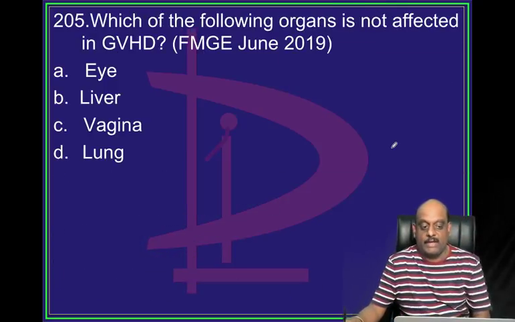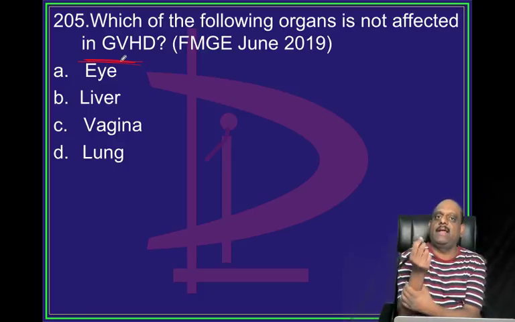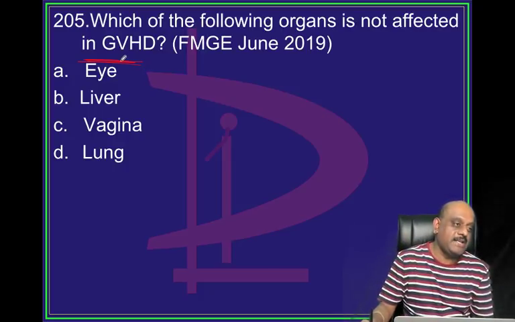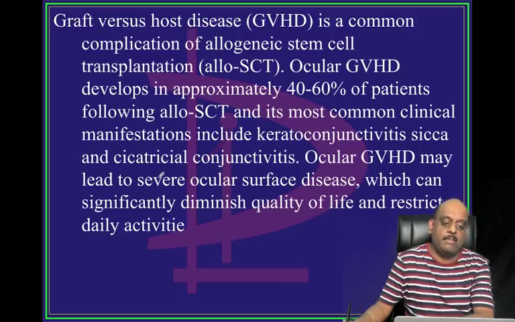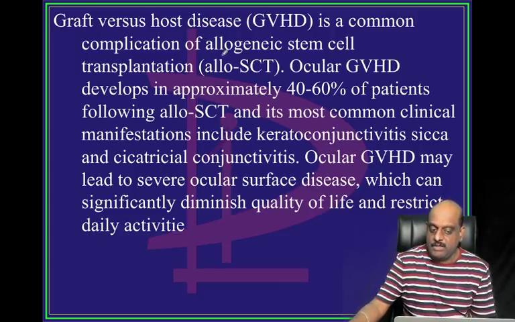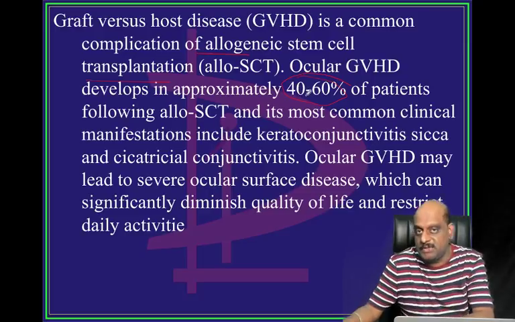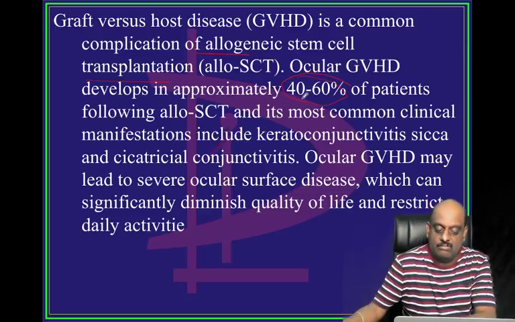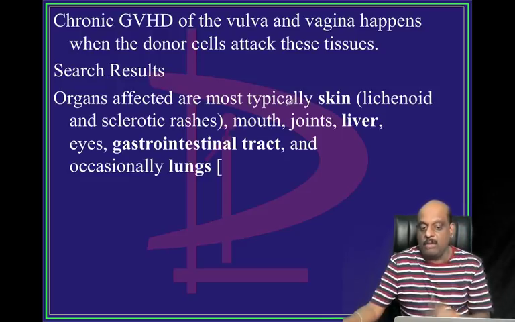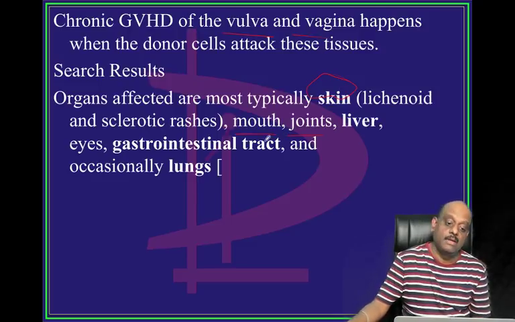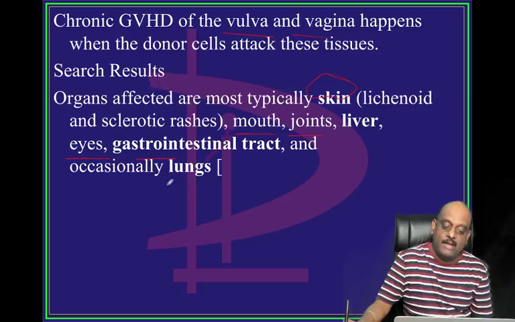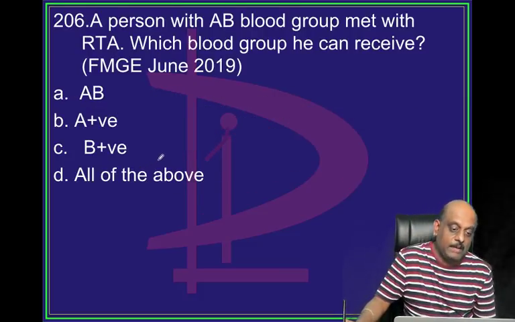Okay. Next, which organ is not affected in graft versus host disease? Honestly, none of these organs are exempted, doctor, so all of them are affected. That's the point you need to remember. Graft versus host disease occurs in allogenic stem cell transplant in about 40 to 60% of patients. Ocular GVHD can lead to involvement of the eye. Vulva and vagina also become affected. Skin becomes affected. Then mouth, joints, liver, eyes, GIT, lungs, any of them can get affected, is what you need to remember.